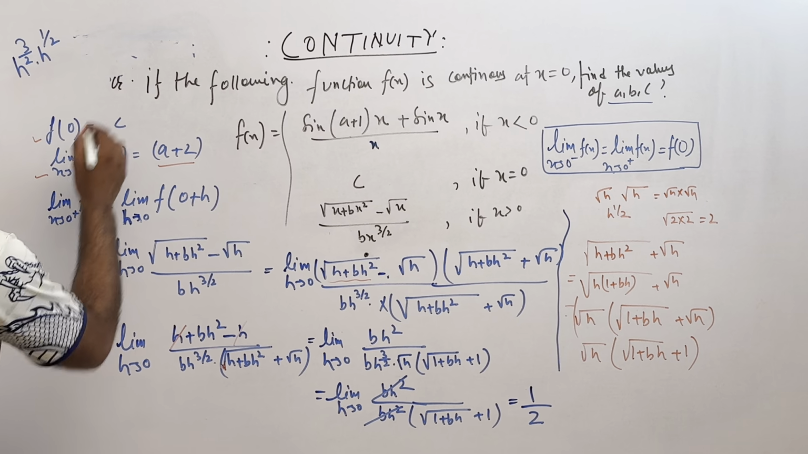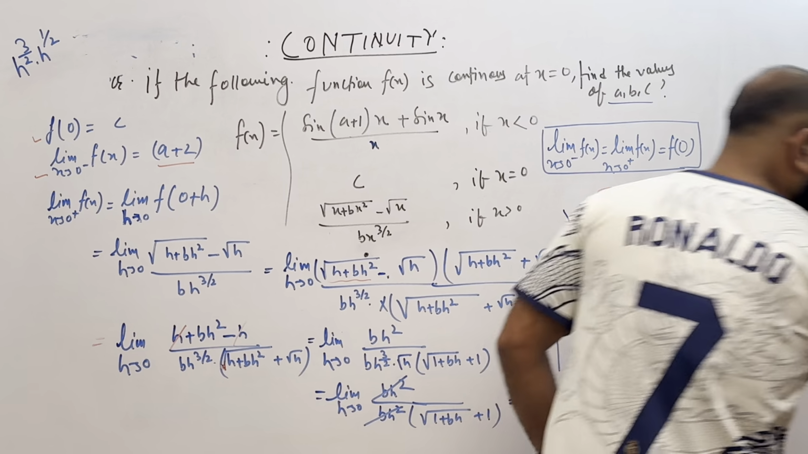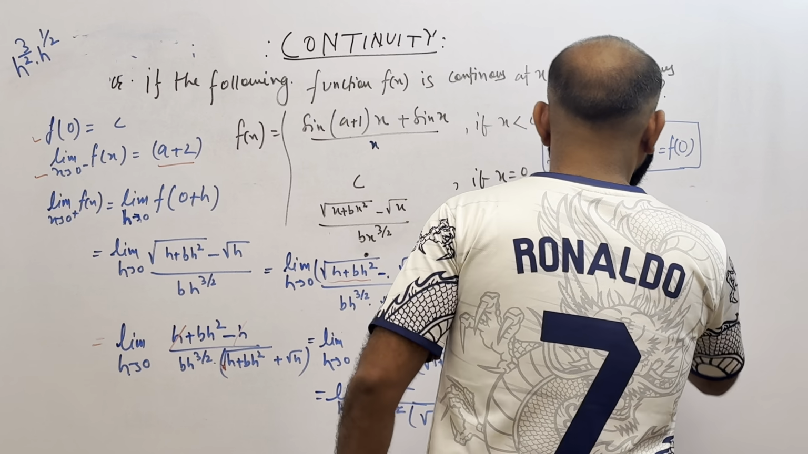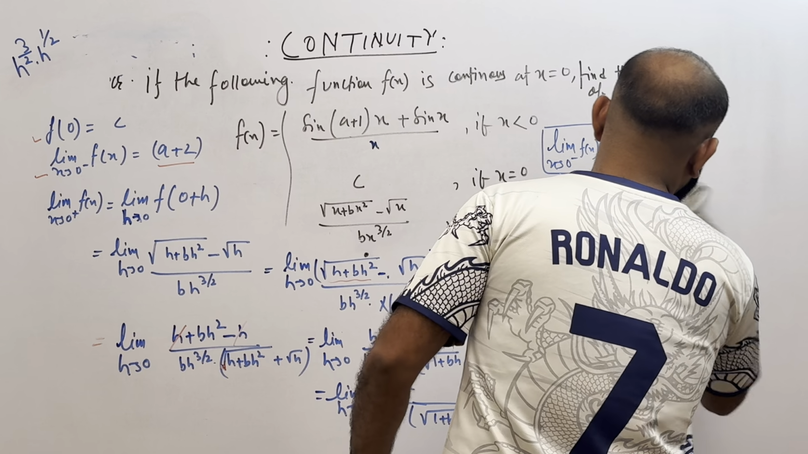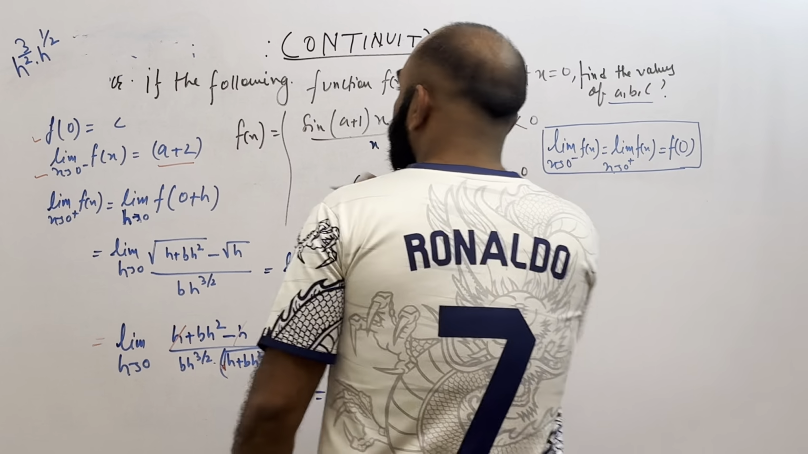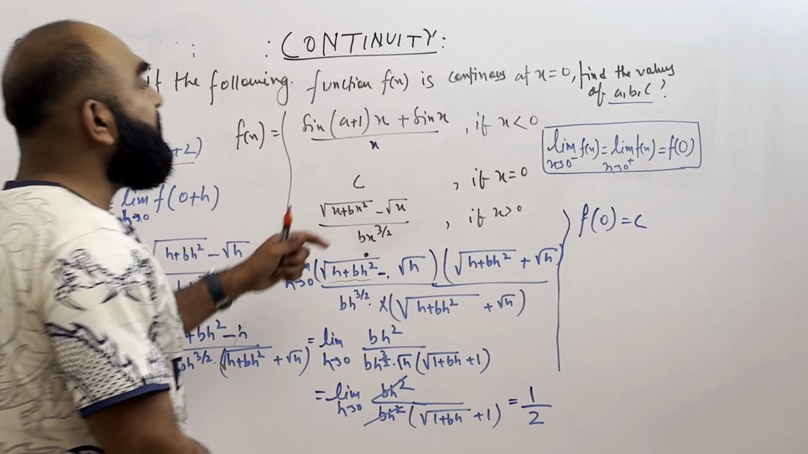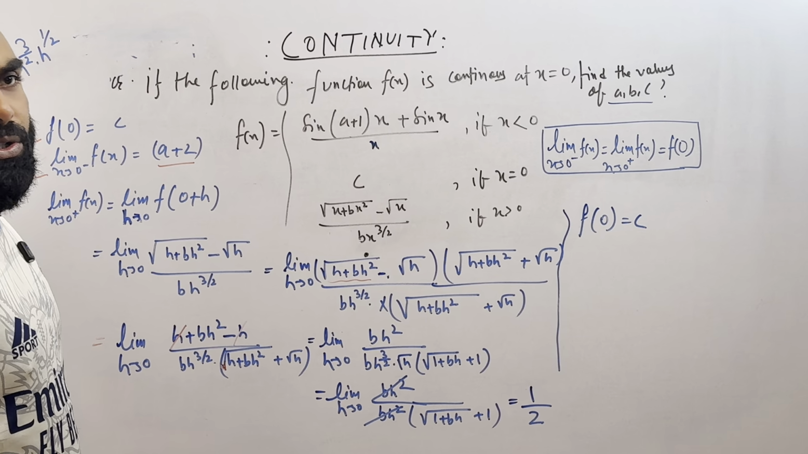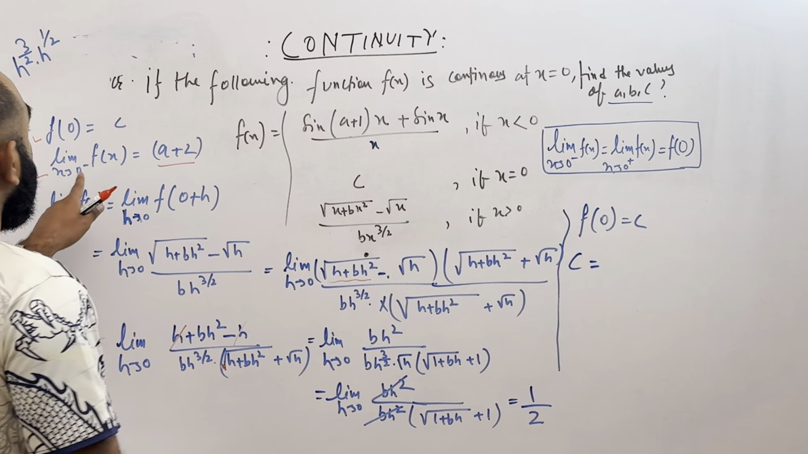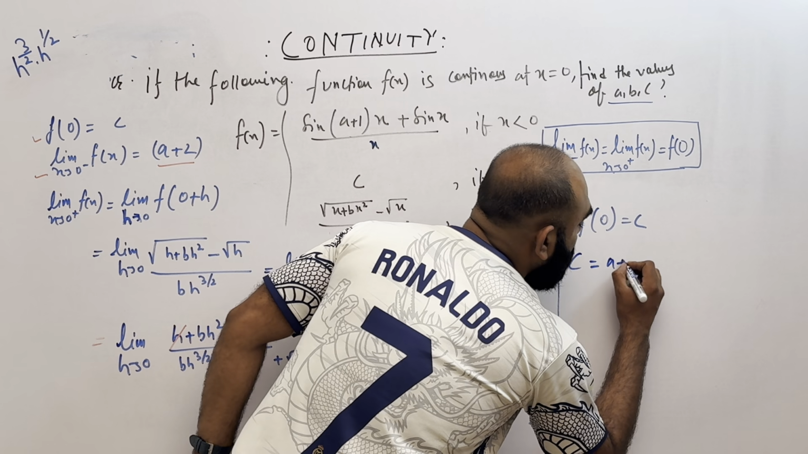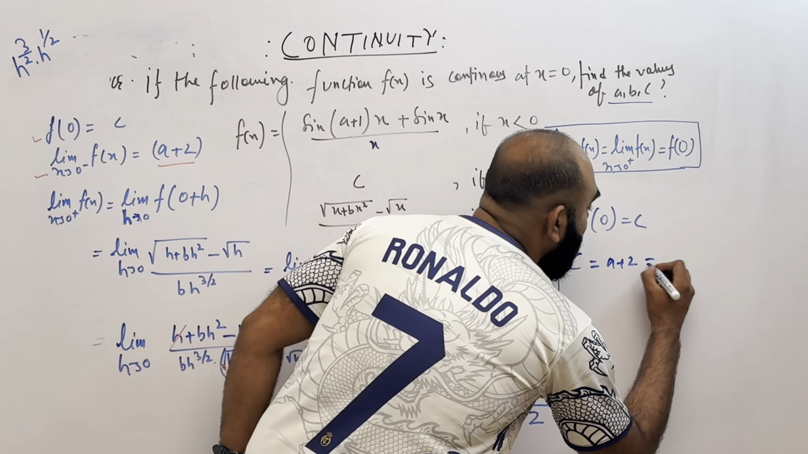Okay, the value. Sir, f of 0 is, see, I am finding the value here only. Carefully watch it. This I am deleting. See, f of 0 is c. And they are already saying the given function is continuous at x equal to 0. Which means this c value has to be equal to the limit as x tends to 0 minus, that is a plus 2, and that is equal to the limit as x tends to 0 plus, that is 1 by 2.